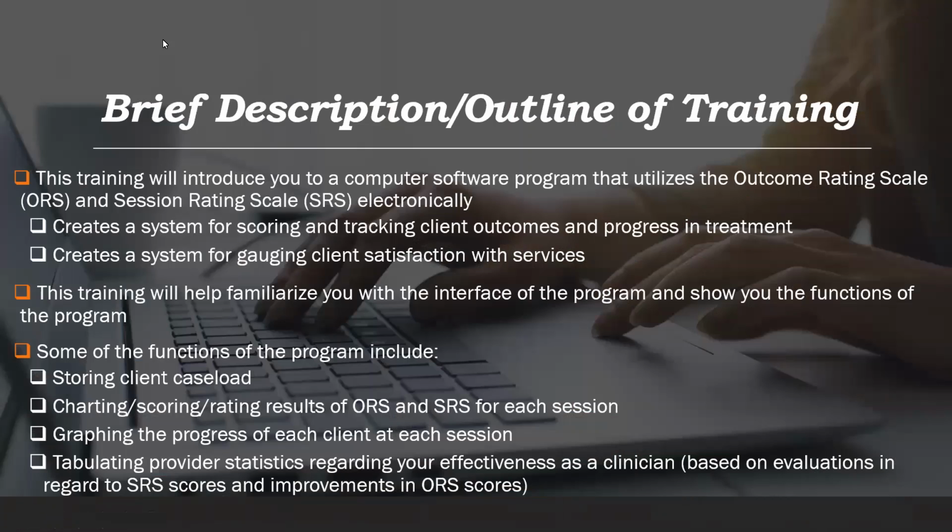So a brief description of tonight's training is that it'll introduce us to a computer software program that utilizes the Outcome Rating Scale and the Session Rating Scale electronically. We've been talking about these scales. It creates a system for scoring and tracking client outcomes and progress in treatment. It creates a system for gauging client satisfaction with services. So we want to know if our clients are satisfied, and if so, how much, and if not, what do we need to do to change that?